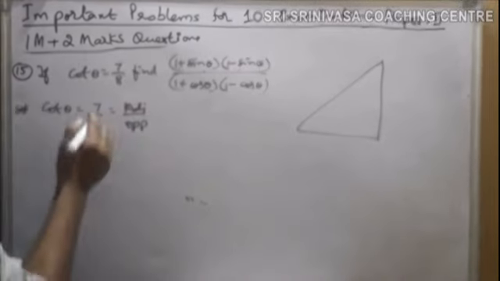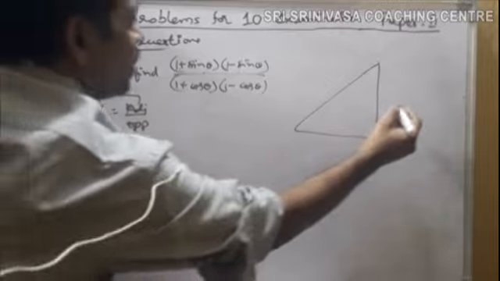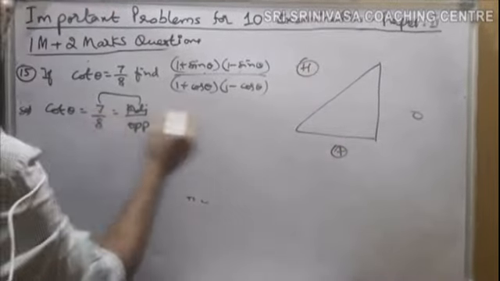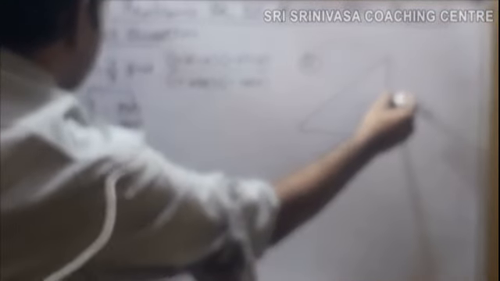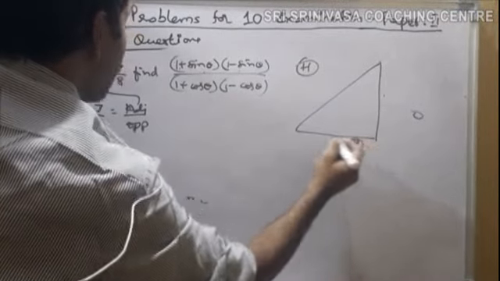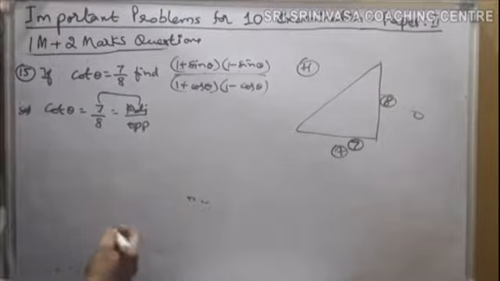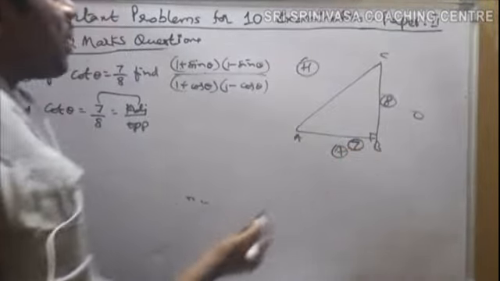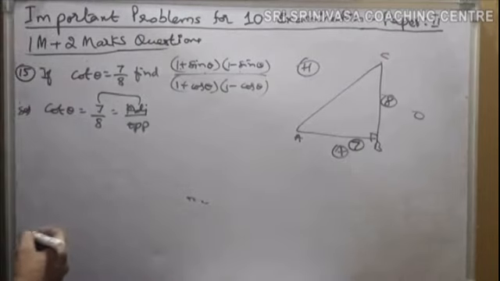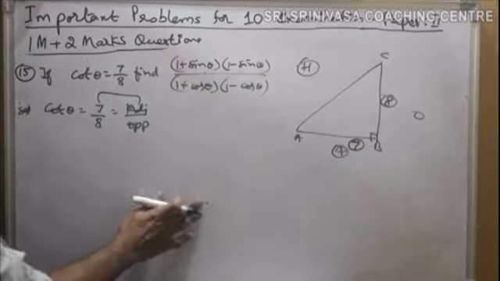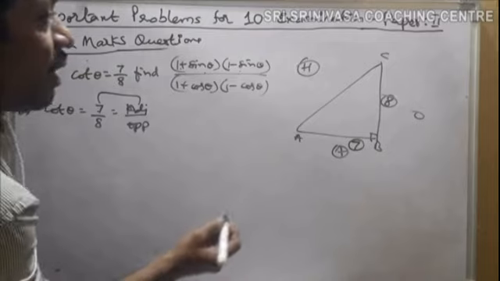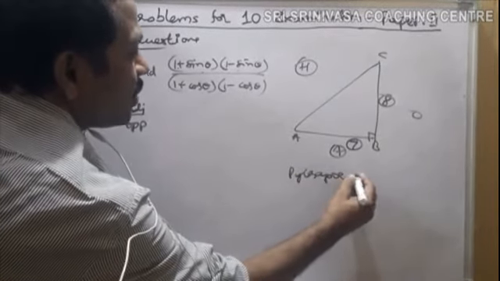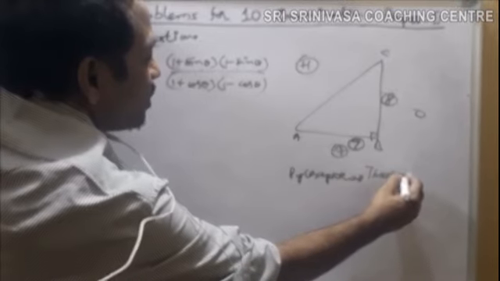So here it is given adjacent is 7. So this is adjacent side, this is opposite side, this is hypotenuse side. Adjacent is 7 here, and opposite is 8. Now let us take this as A, B, C. Here it is 90 degrees. Now how to get the third side? In order to get the third side, we'll use Pythagoras theorem.